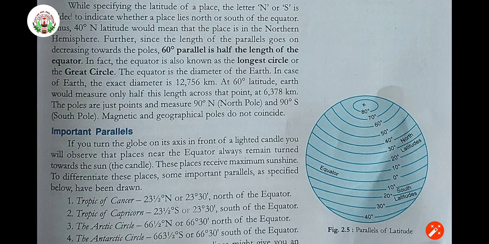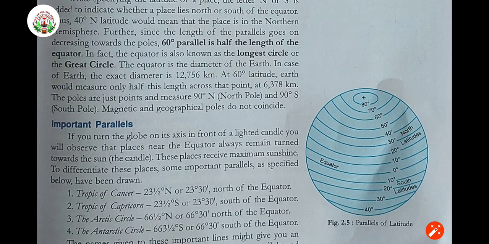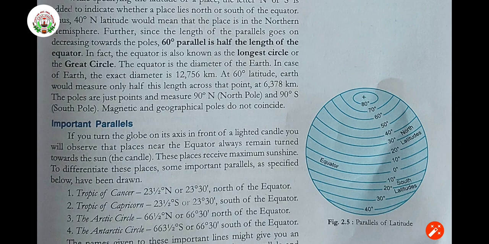In case of earth, the exact diameter is 12,756 kilometer. Okay, at the center, near the equator. At 60 degree latitude, earth would measure only half this length across that point. So half of that you can do, that is 6,378 kilometer, half of that one. The poles are just points and measure 90 degree north, North Pole, and 90 degree south, South Pole.